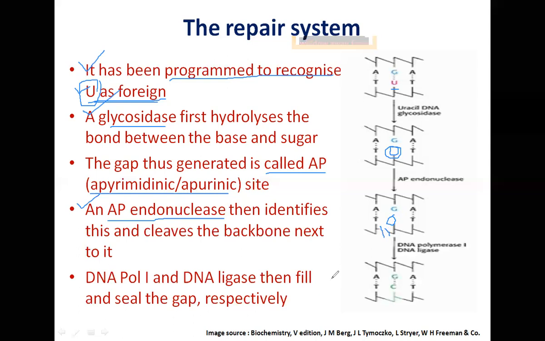And then DNA pol 1 and DNA ligase. DNA pol 1 now you know is a gap filling enzyme. It will incorporate a new nucleotide, information for which will come from the complementary strand. There is a G, so it is going to incorporate a C over here, and whatever nick is there is going to be sealed by the action of DNA ligase.